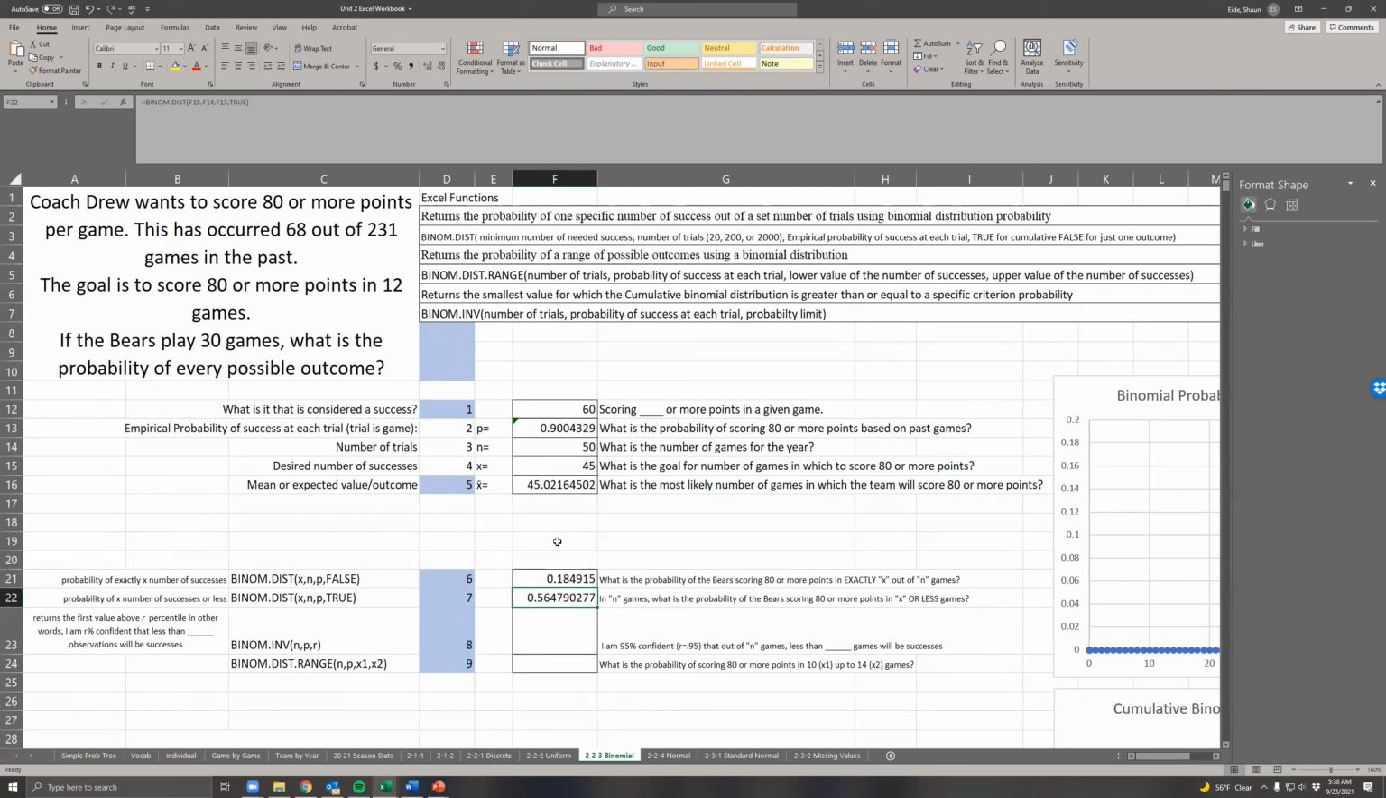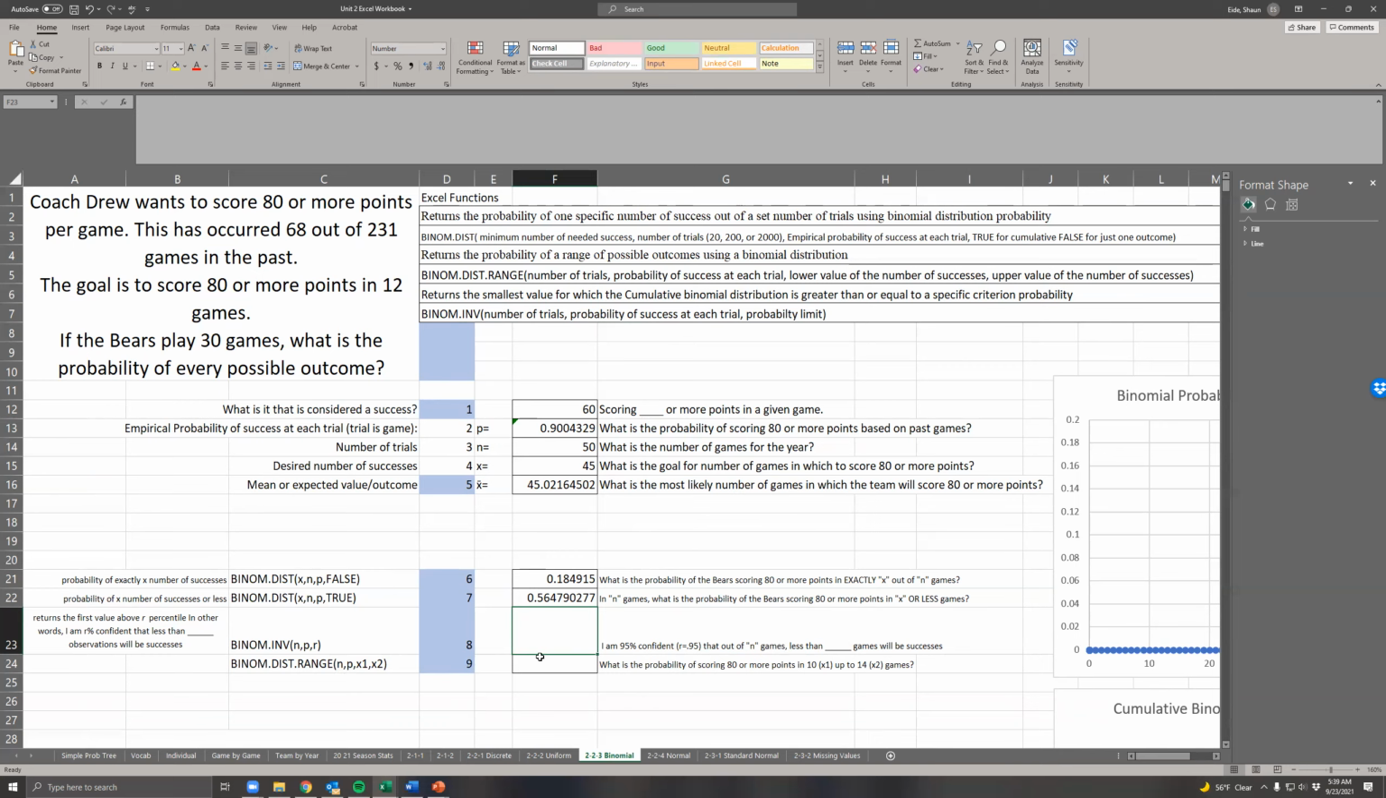And so we can leave it at 45. Why don't we just leave it at 45? That way, when we have the binom.inv and so on and so forth, it's a little bit easier. Okay, so I am 95% confident that out of n games, less than blank number of games will be successful.